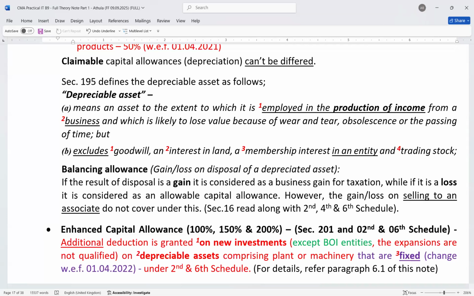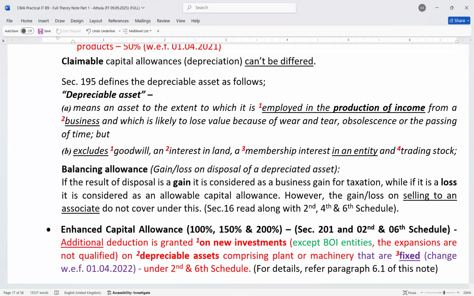For better clarity, the legislator specified you can't claim capital allowances on goodwill, interest in land, membership interest in an entity, and trading stock. Those items you can't depreciate. Goodwill you can't. Interest in land, like lease interest in land, you can't. Membership interest in an entity, like you are a shareholder, a trustee, or a partner, that type of thing, and trading stock. Obviously, trading stock is for trading purposes. That's not a depreciable asset. Those four types of items you can't depreciate for tax purposes.